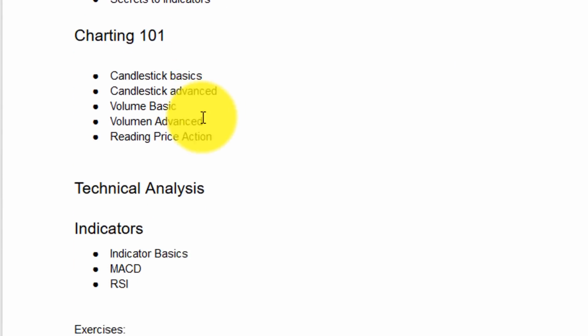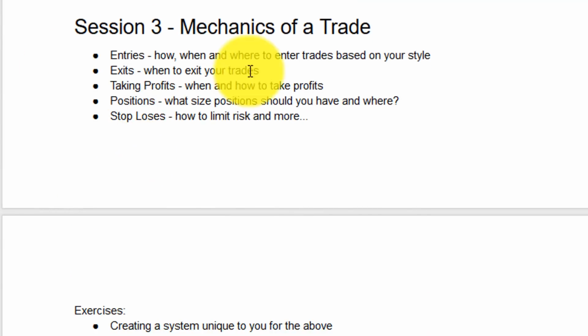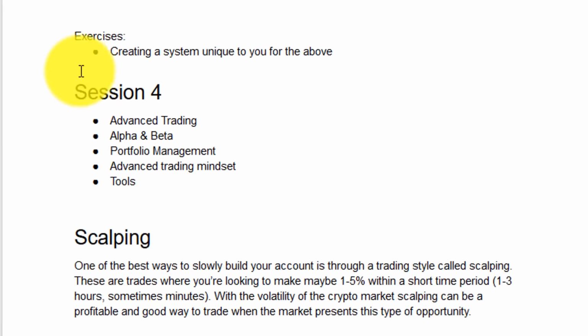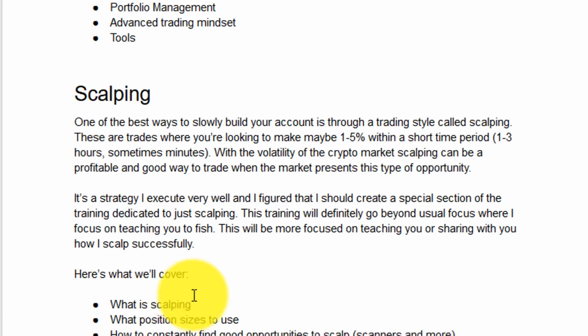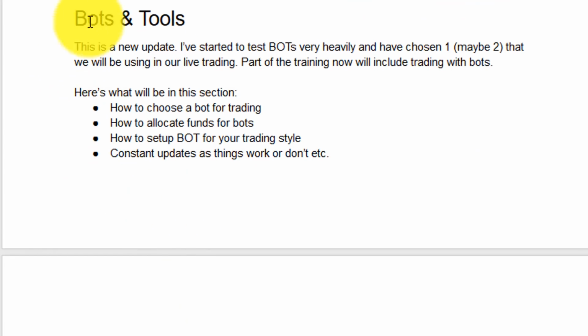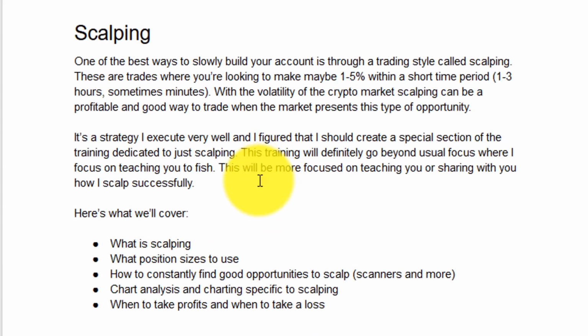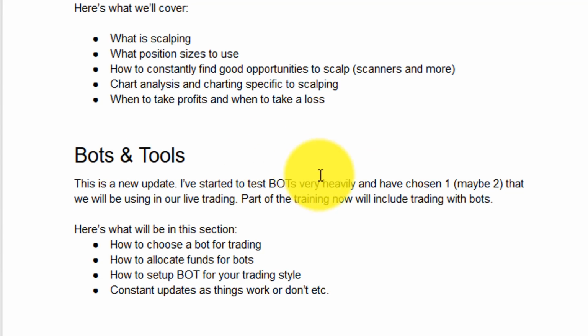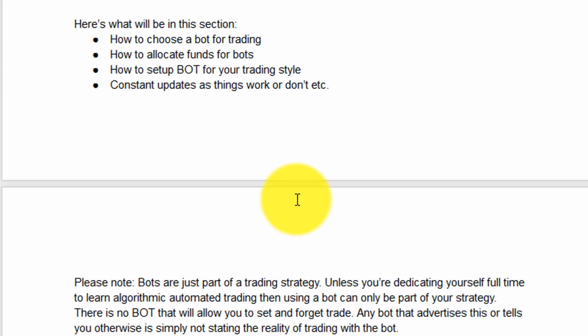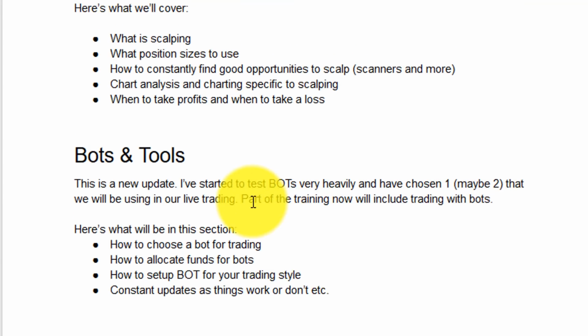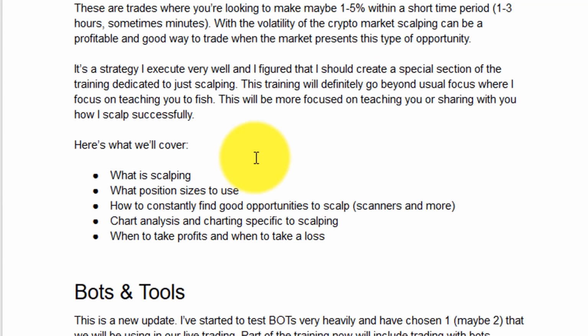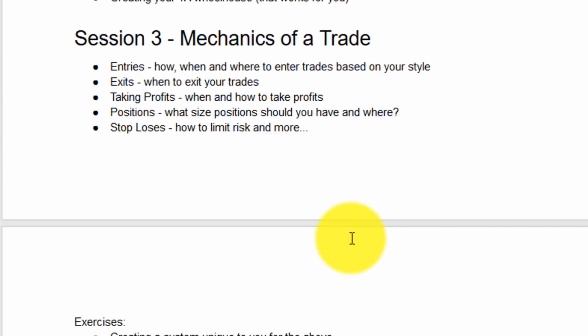It covers fundamentals, technical analysis, and the mechanics of a trade. And you'll see here I've added a scalping section, and then we will be covering bots and tools, okay? That's something I'll be diving deep into. When I find a bot that actually works, and not a bot that's a complete joke, then I will share that bot, and I will share exactly how we've set it up and everything else. So that's what's in the training.